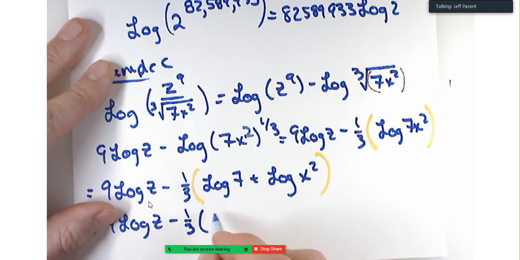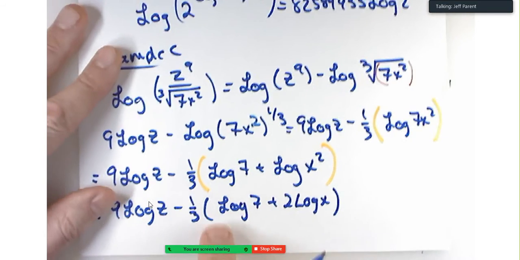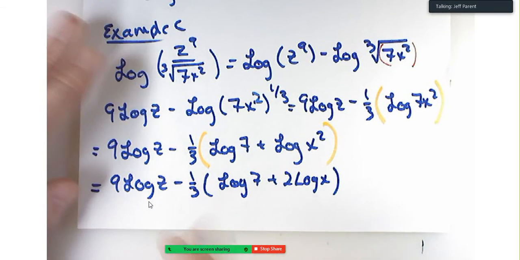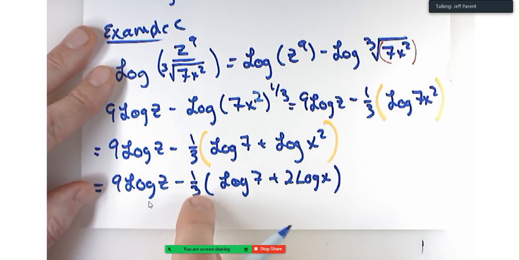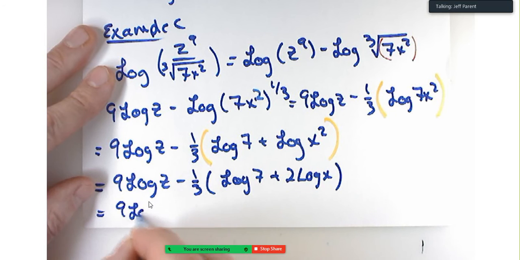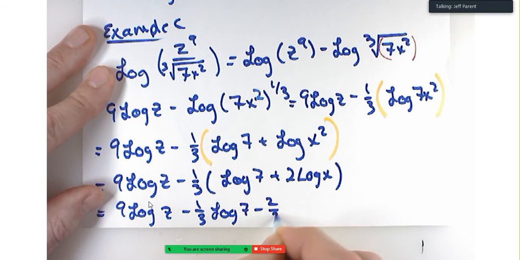To finish this off, you're going to have log of z plus 2 log of x, like that. And you can distribute the negative 1/3 or not, but if you do, that's great. If you don't, that's great too. If you don't, just make sure you have parentheses around this. So if you distribute it, 9 log of z minus 1/3 log of 7 minus 2/3 log of x.